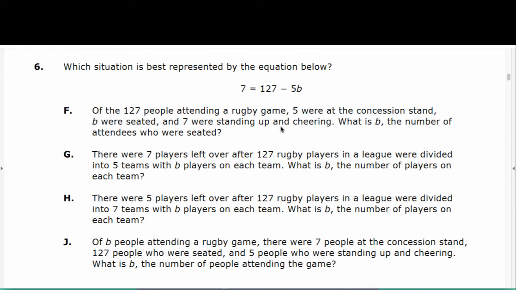J. Of B people attending a rugby game, there were 7 people at the concession stand, 127 people who were seated, and 5 people who were standing up and cheering. What is B, the number of people attending the game?